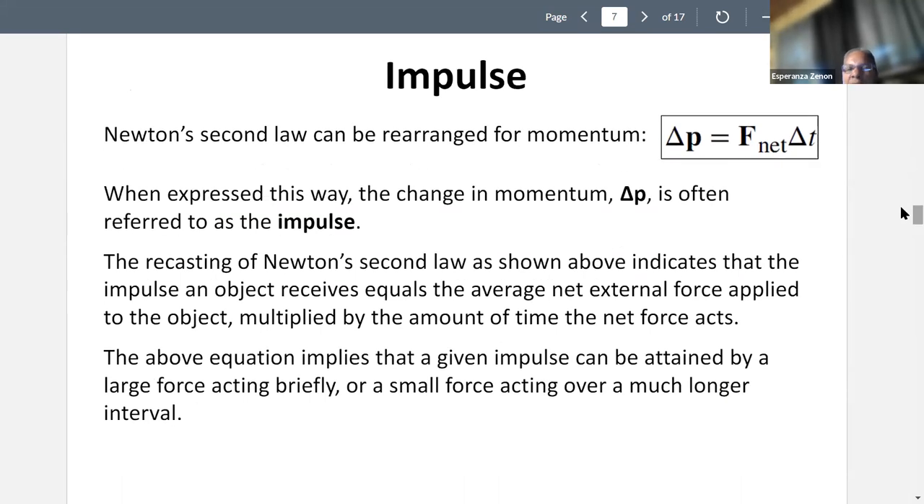So in other words, we took that change in momentum equation for Newton's second law, and we rearranged it mathematically. And the new property that we get, we call impulse. So change in momentum is what we call impulse. Another way you could look at it is F net times delta T is also impulse. So what this impulse allows us to figure out is, as we apply a force to an object for a certain time period, how much does the momentum change?